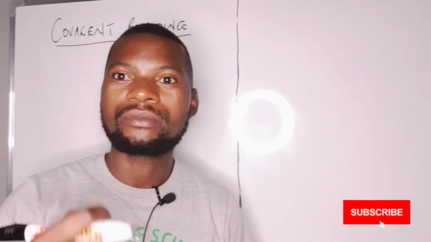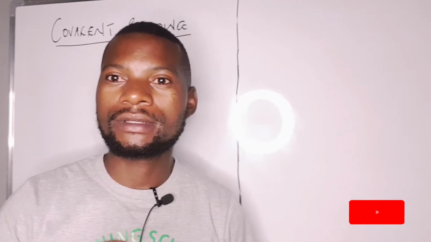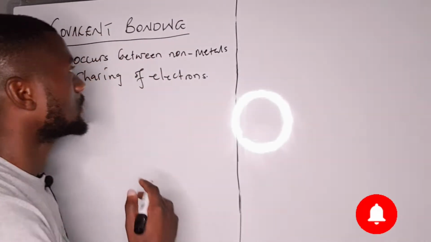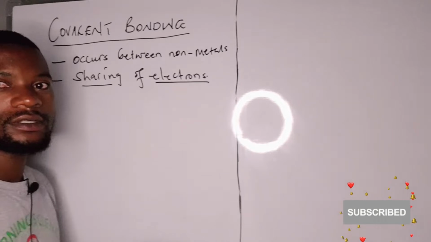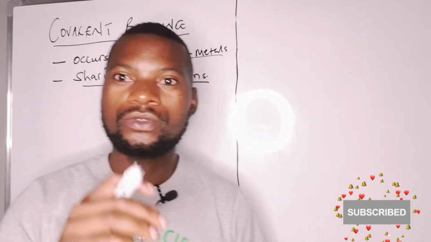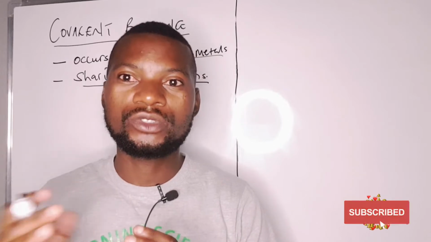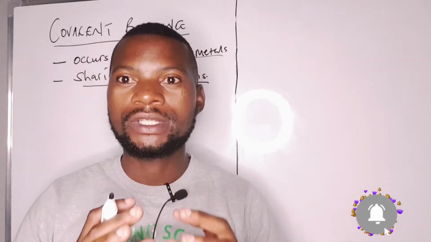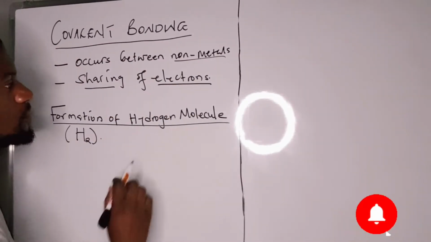So covalent bonding is a bonding that occurs between nonmetals. This type of bonding involves the sharing of electrons among the nonmetals. So the nonmetallic elements share the electrons in order for them to be stable, in order for them to obtain the octet state. For example, the formation of hydrogen molecule.